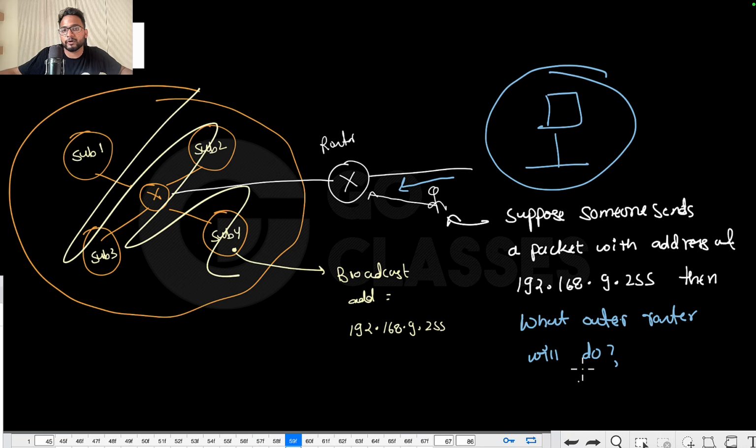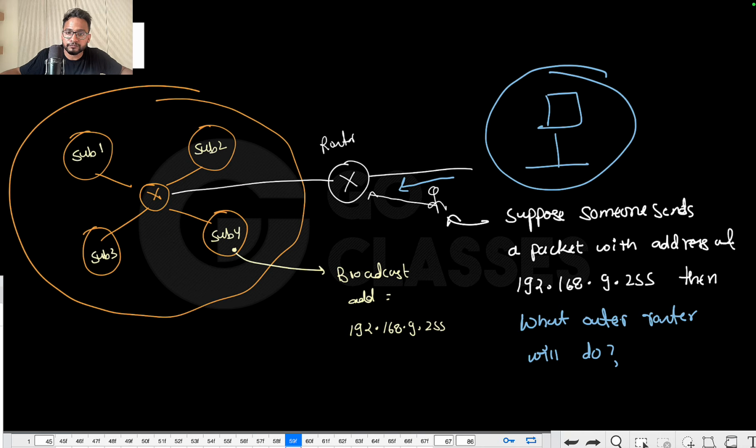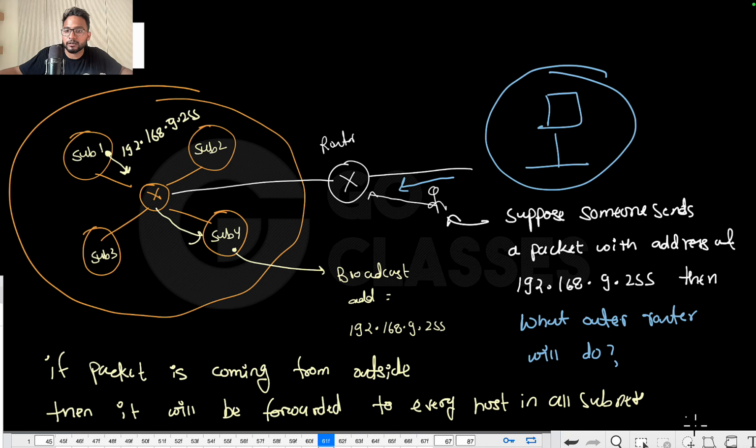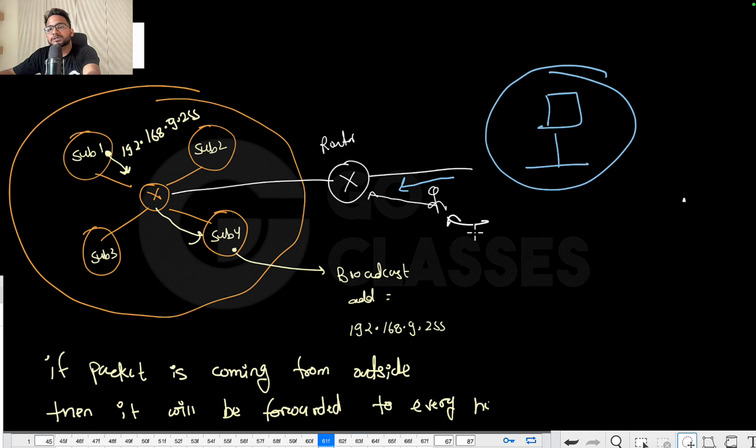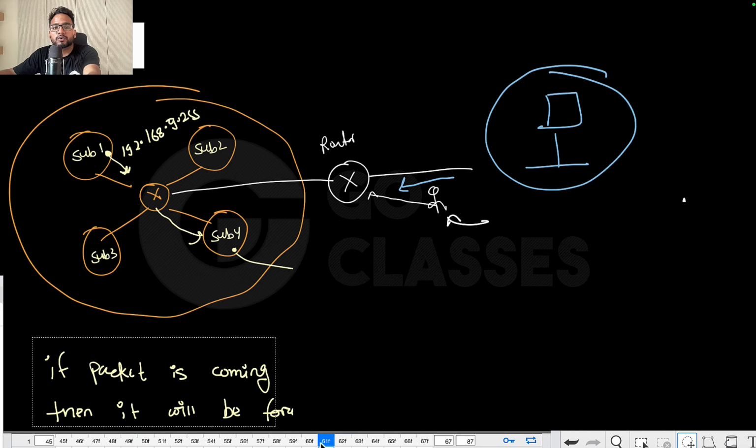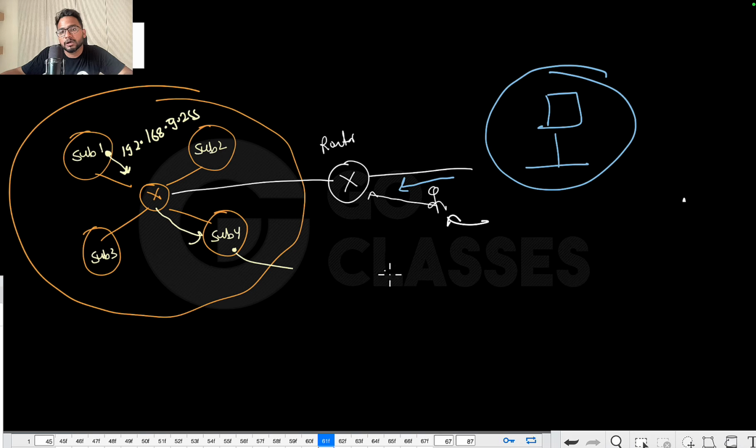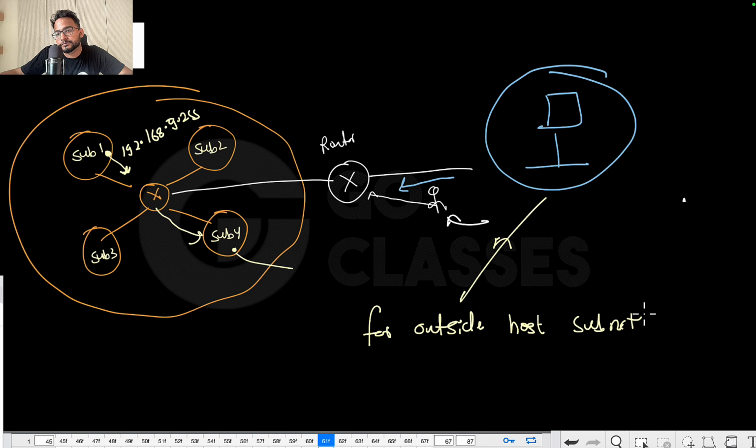So let me write it here. For the outside world, the addresses are the same as with no subnetting, which means that for an outside host, subnetting is not known.